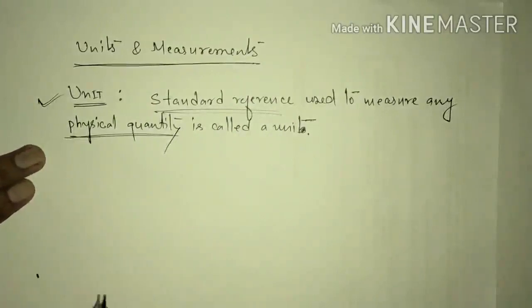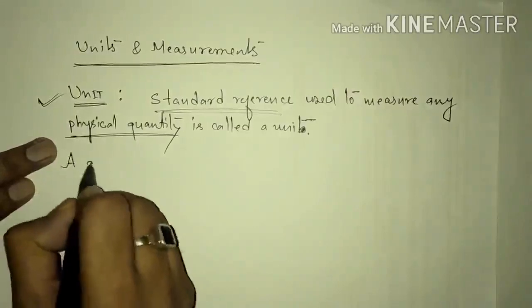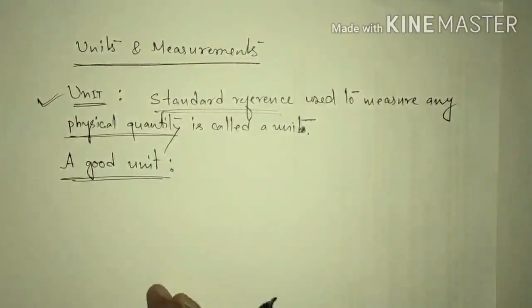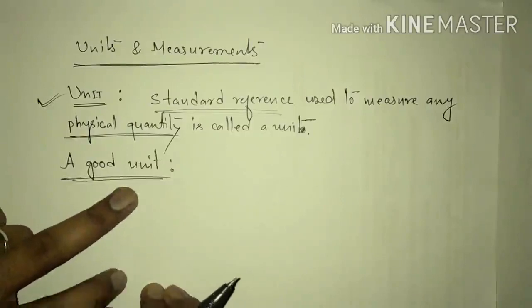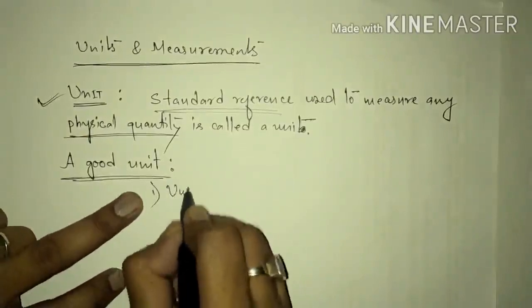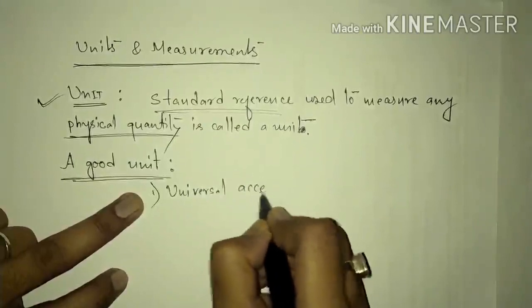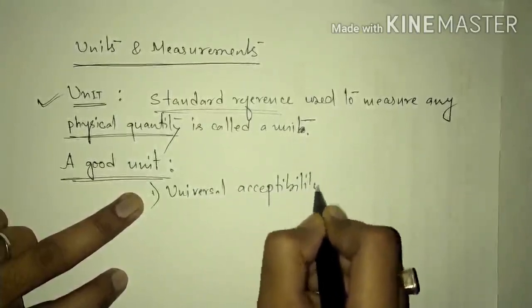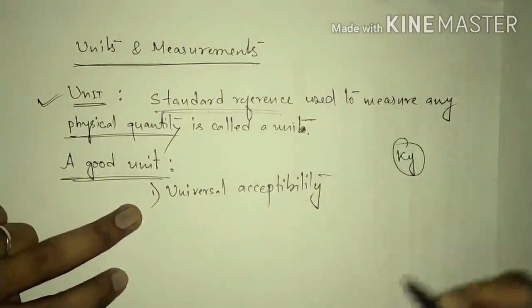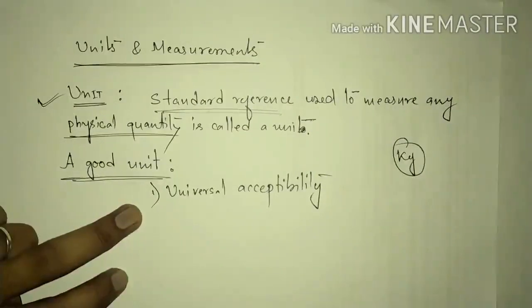Now let us see what the characteristics of a good unit are. When will we call a unit a very good one? Everyone wants to be good. So let us see when we can call a unit good. A good unit must have universal acceptability. That means if sitting here at Hailakandi I say the SI unit of mass is kg, then everyone sitting in different parts of the globe must accept that yes, the unit of mass is kilogram. So this is what is meant by universal acceptability.